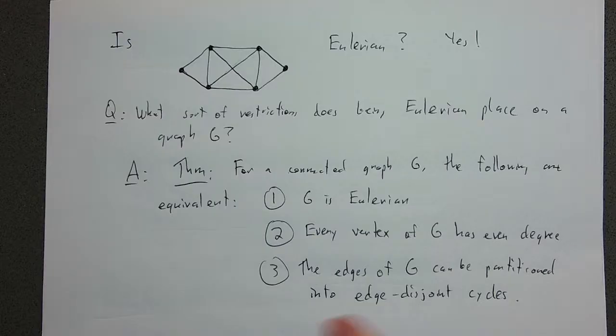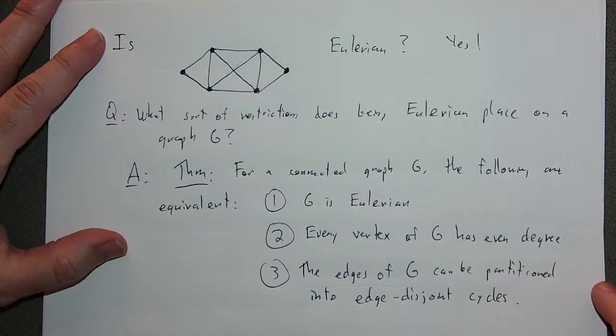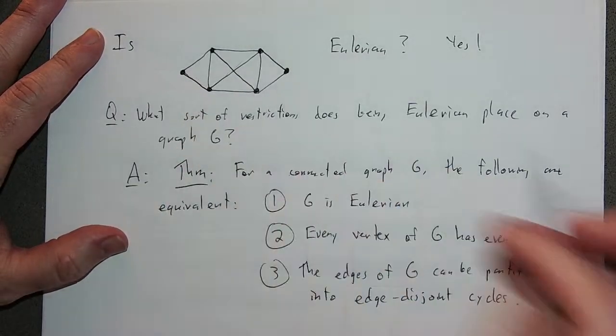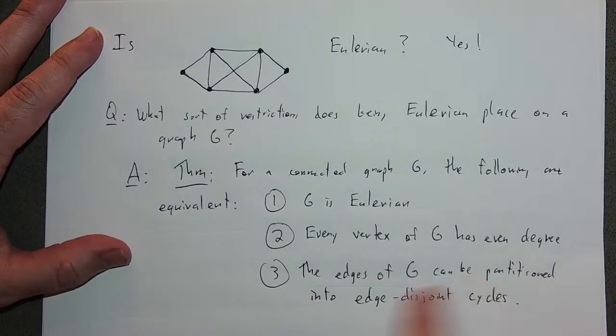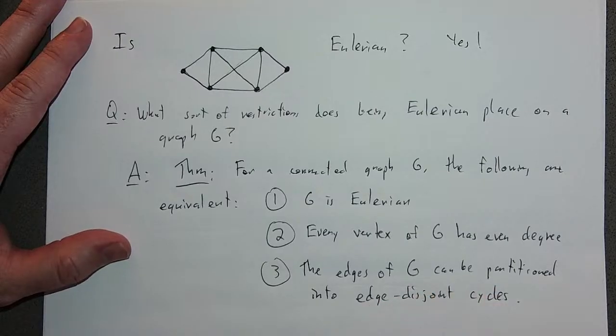So what is it that is being said when I say the edges of G can be partitioned into edge disjoint cycles? Well, look at the trail, the circuit that I came up with here. I specifically made use of this partitioning. How? What partitioning am I talking about?